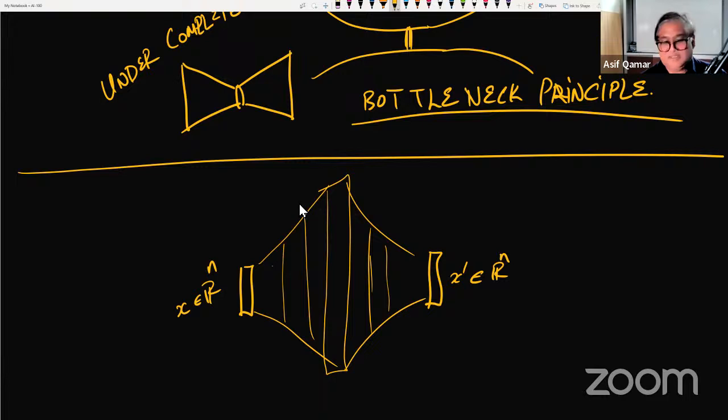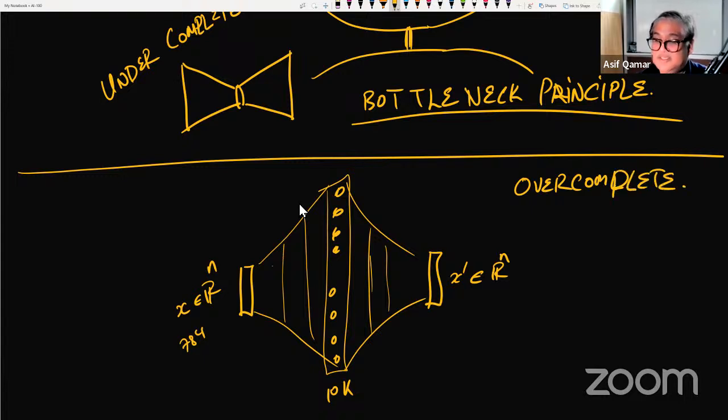Right? So now you have, let's say that you started with 784, but then you went to 10K. Who's stopping you? Well, when you do neural architecture, it's up to you. You can blow it up. Why would we not do this? These are called overcomplete. So this doesn't have a bottleneck, isn't it?